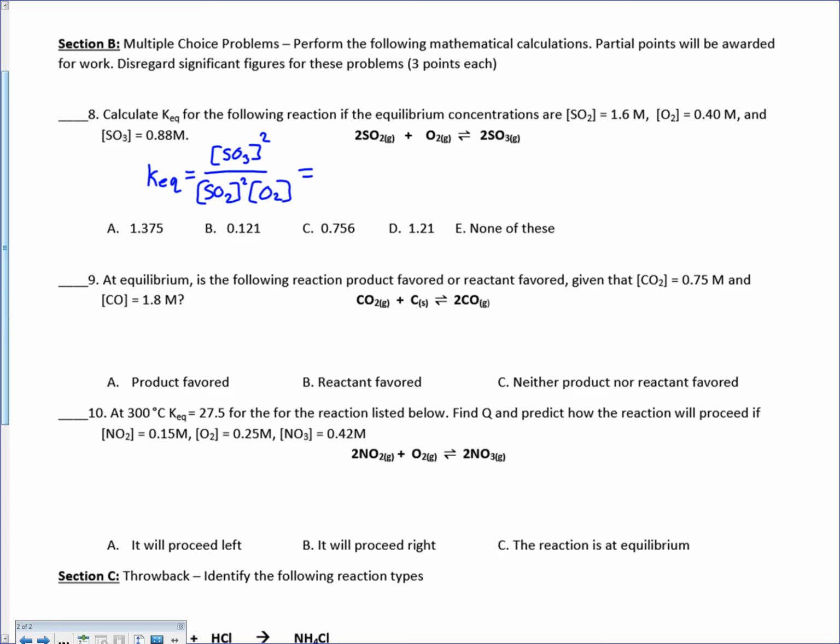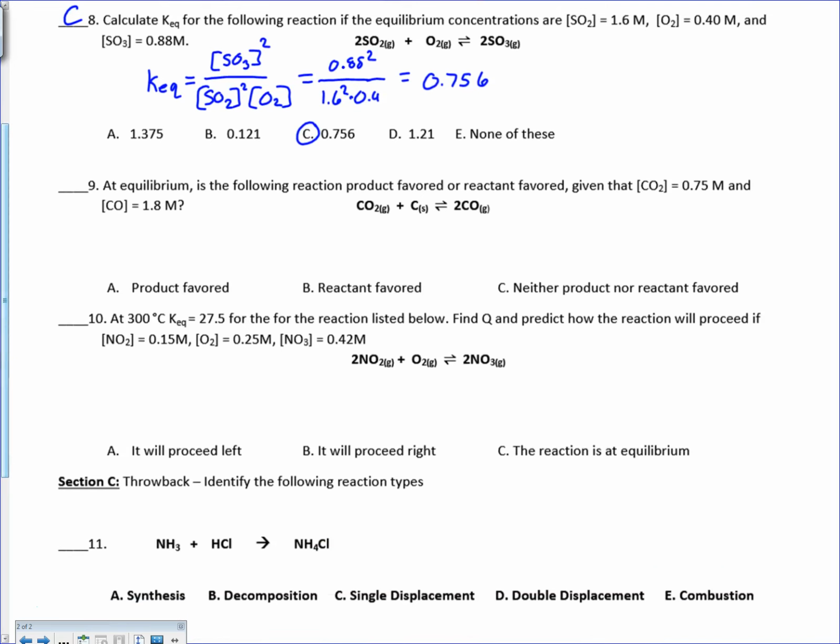Plugging in numbers here, we get 0.88 squared over 1.6 squared times 0.4. If that's the case, we multiply those together, we get 0.756. All right, so this is the correct Keq. This is less than 1, which means that it is reactant favored, but it didn't ask us that in this case.